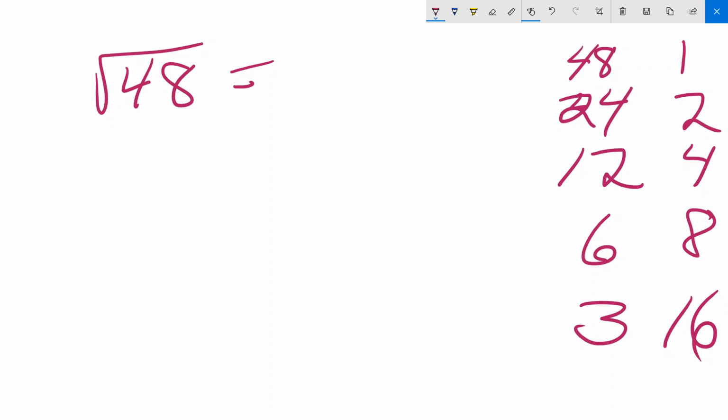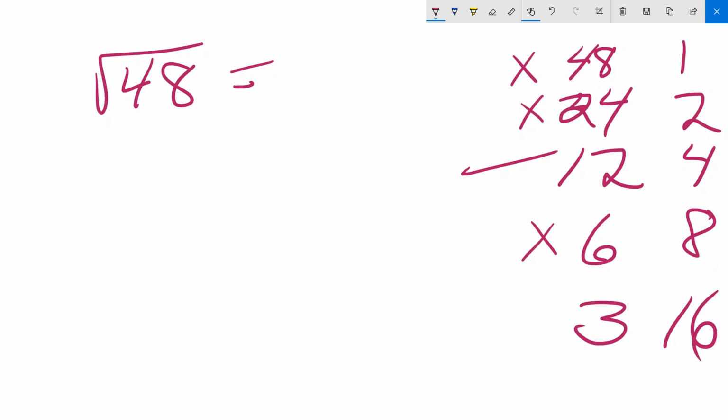Now, which ones have perfect squares in them? Starting from the top, well, that one does not. That one does not. Neither 24 nor 2 is a perfect square number. How about this one? 12 and 4. Yeah, that works. How about 6 and 8? No, neither 6 nor 8 is a perfect square number. How about 3 and 16?